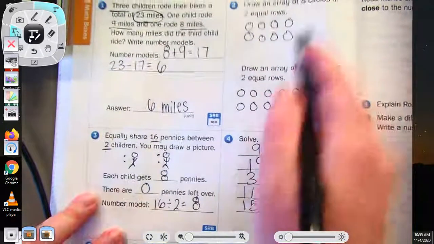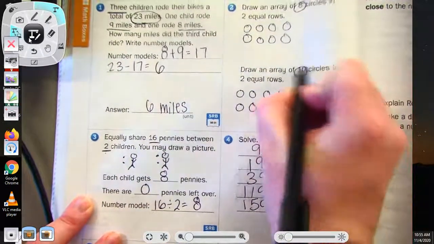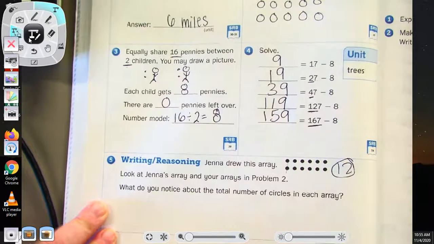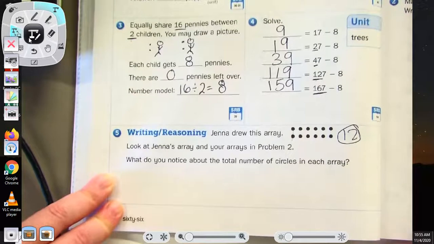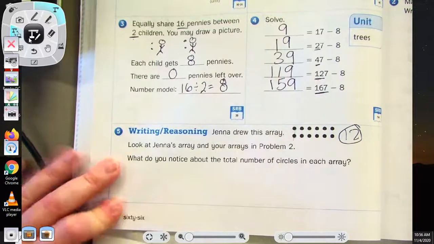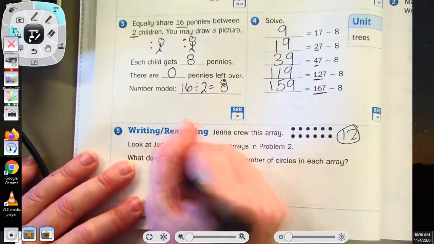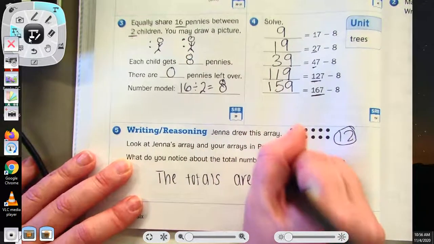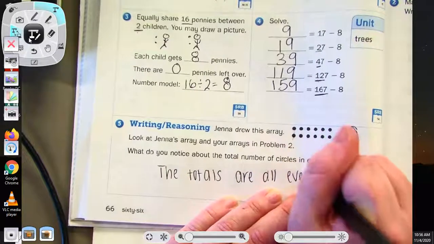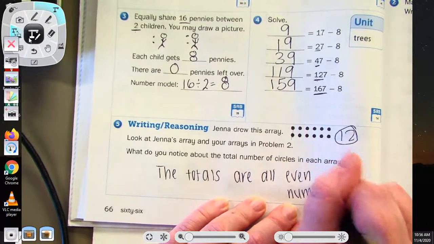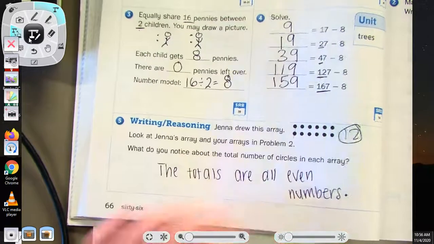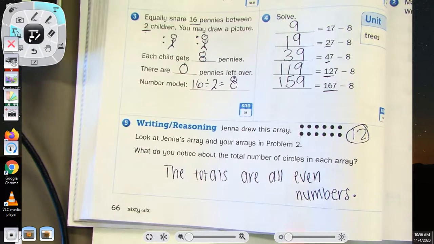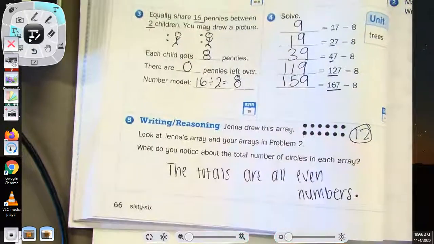There's 8, 10, and this one has 12. What do we notice about that total? Well, the totals are all even numbers. So you would say the totals are all even numbers, period. Okay, so they're just trying to get you to look at when you can equally share, like these, there's the same number in both rows, it's going to be an even number.